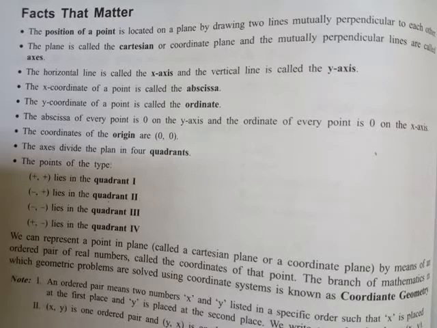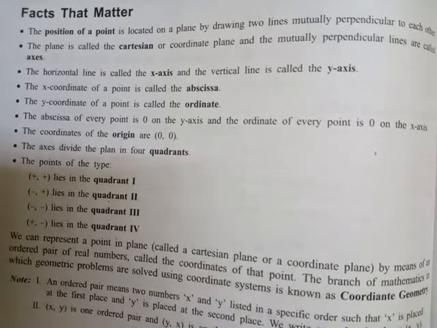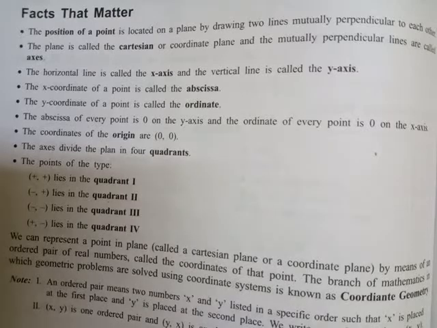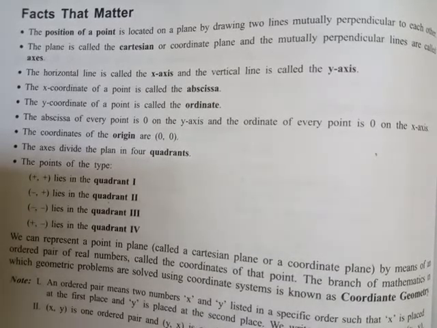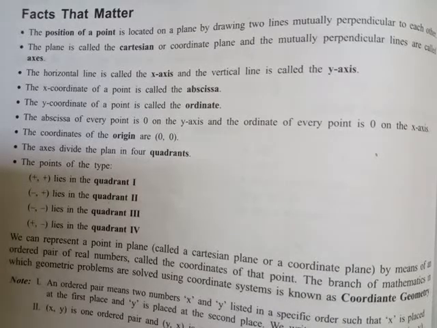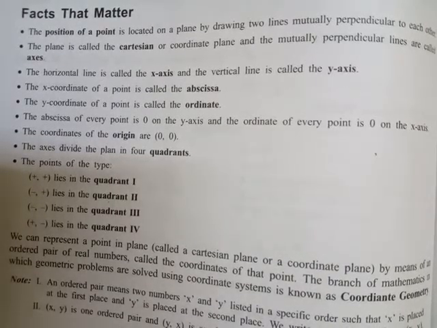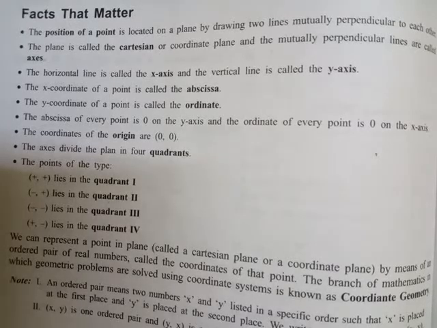So these are some basic informations about the coordinate geometry, and we can represent a point in a plane called a Cartesian plane or coordinate plane by means of an ordered pair of real numbers called the coordinates of the point. The branch of mathematics in which geometric problems are solved using the coordinate system is known as coordinate geometry. I repeat again, this is the definition of coordinate geometry.